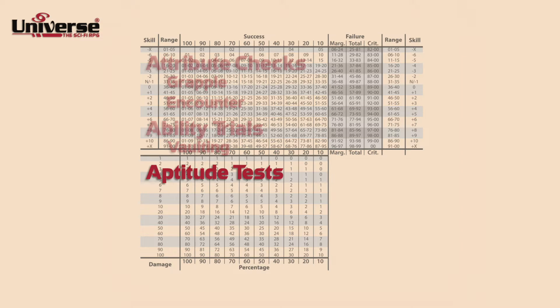Aptitude tests. Finally, we look at aptitude tests. The performance table is used for aptitude tests more than anything else. Aptitudes are the skills a character learns, and an aptitude test is performed any time a character uses their skills.